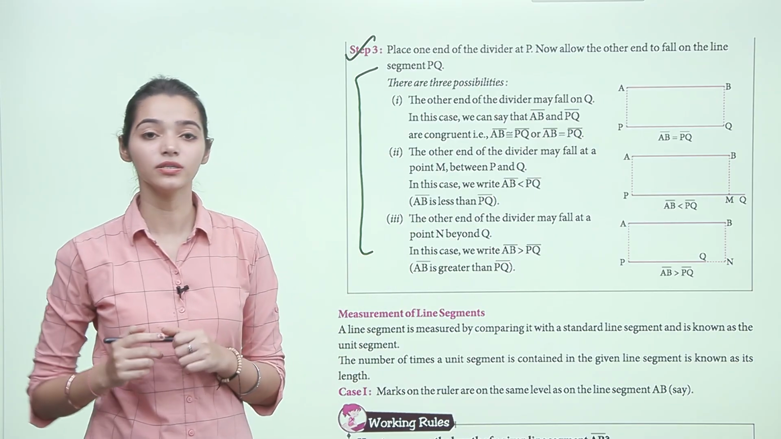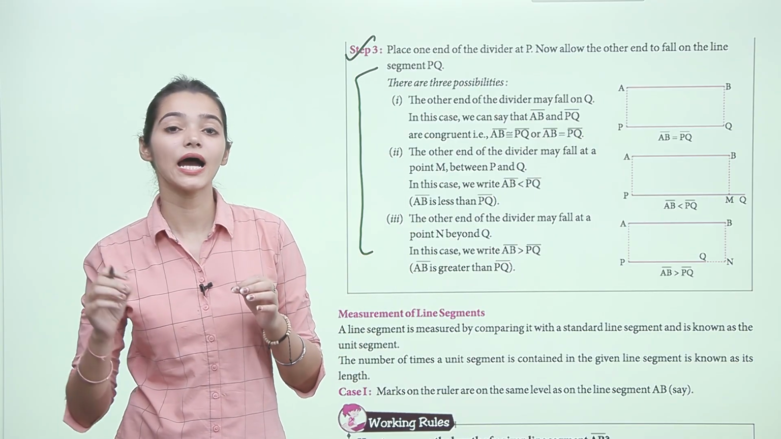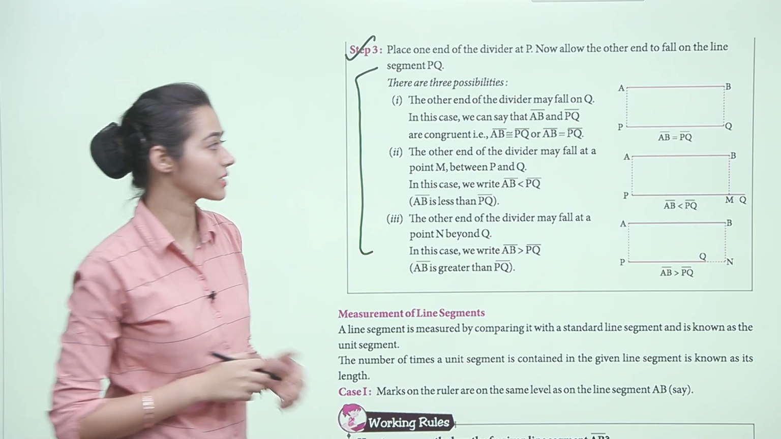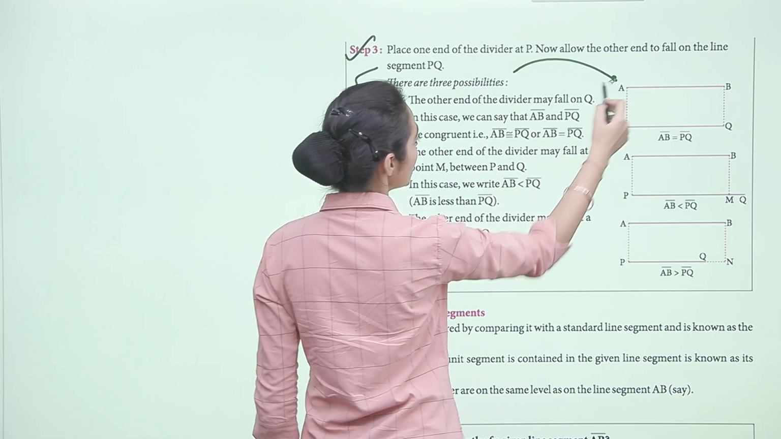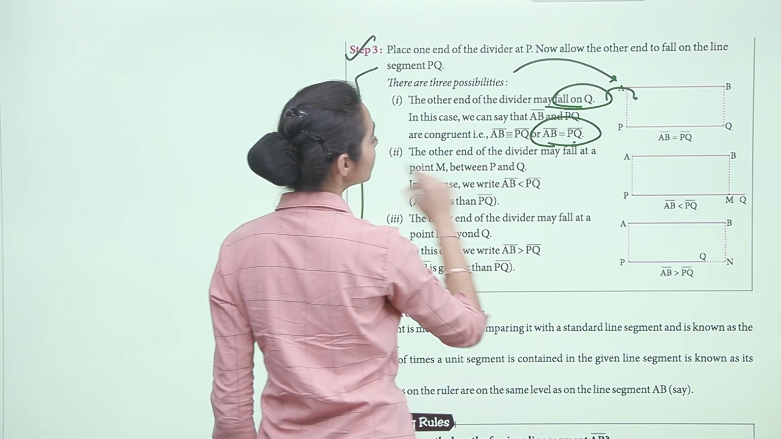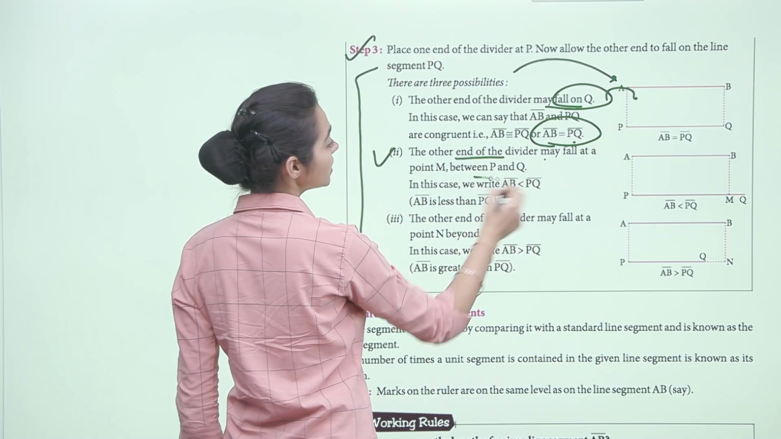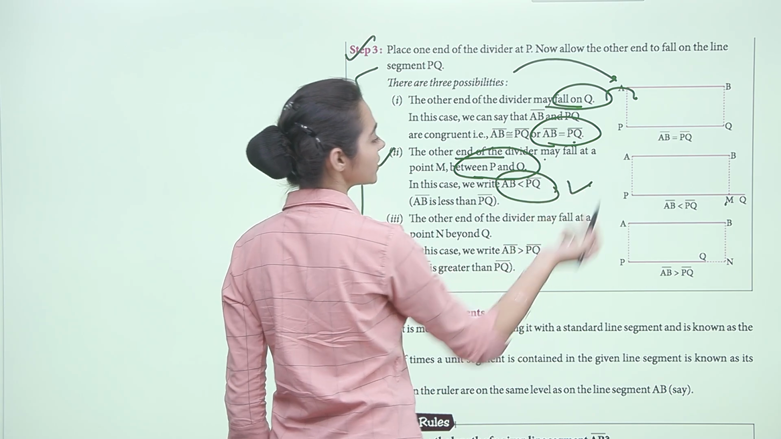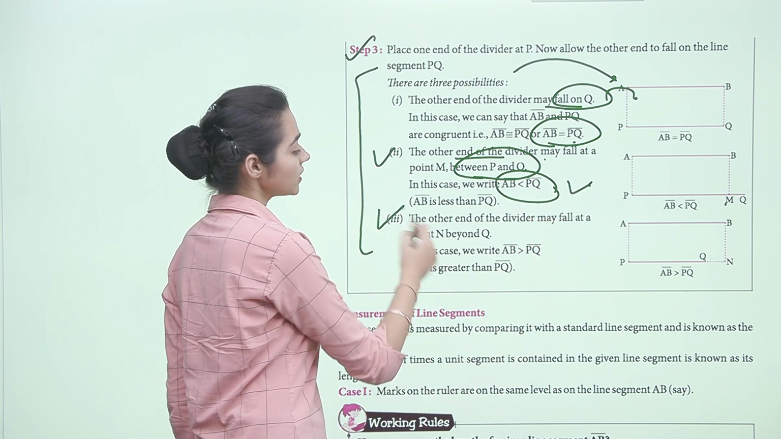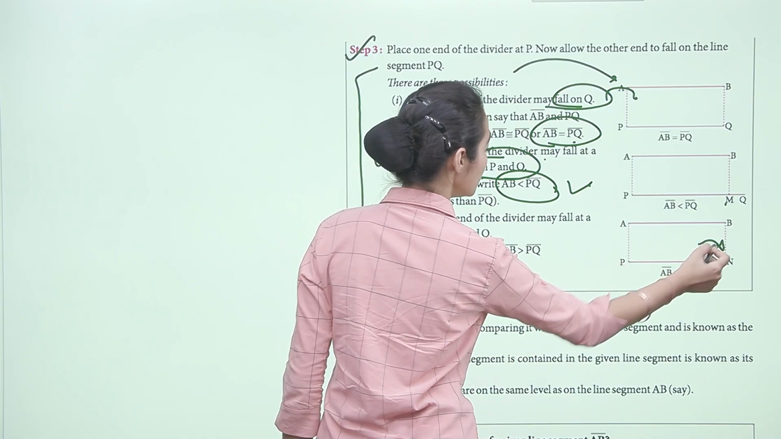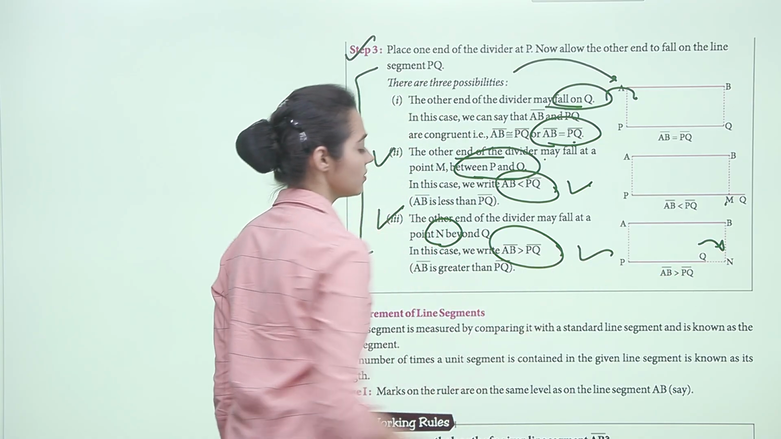Now in step number 3, we will place one end of the divider at P. Now we will allow the other end to fall on the line segment PQ. There are three possibilities. The other end of the divider may fall on Q, and AB is equal to PQ. The other end may fall in between P and Q, then PQ will be greater than AB. Or the other end will fall at N, beyond Q, that means AB is greater than PQ.